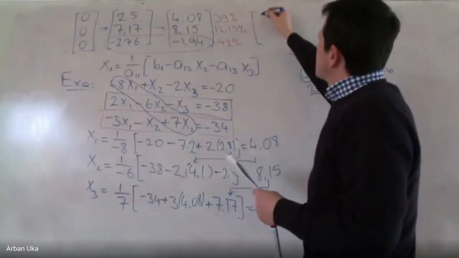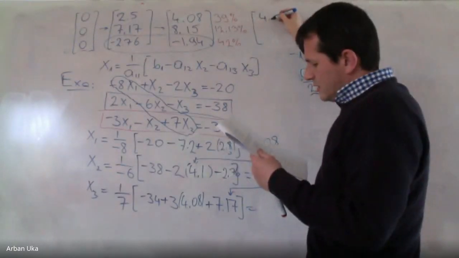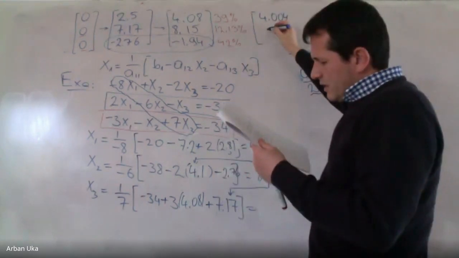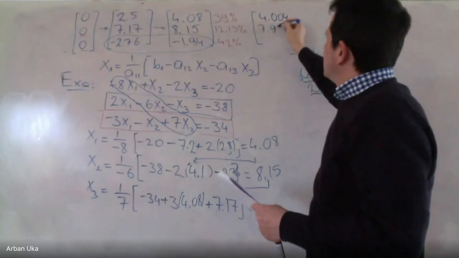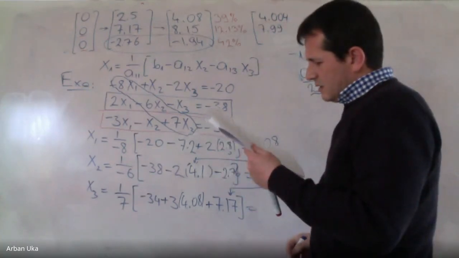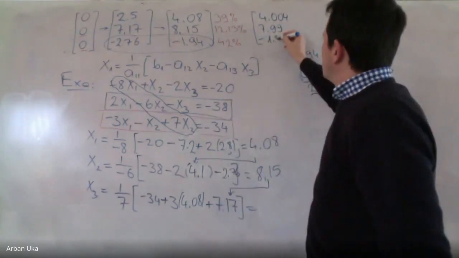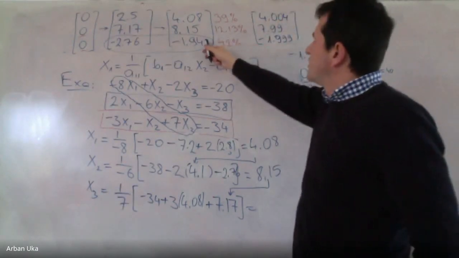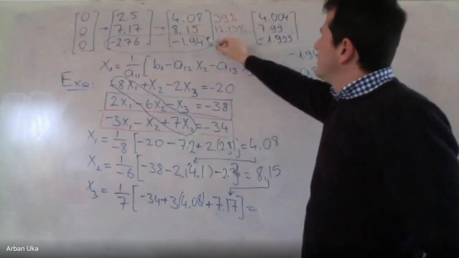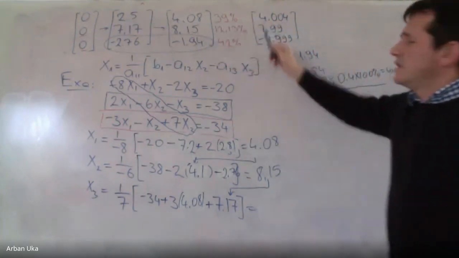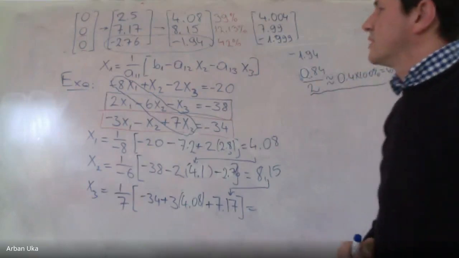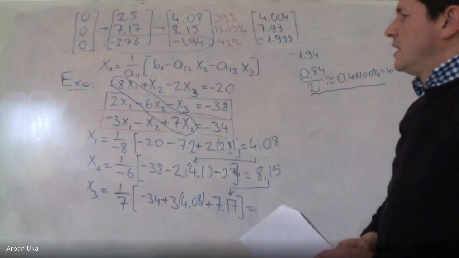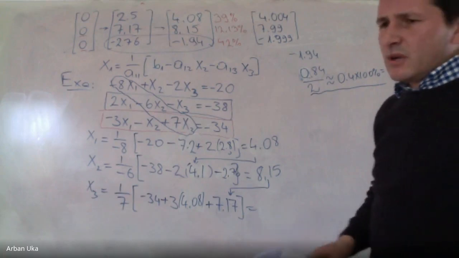So after the next one, we will get something like 4.004. The next one is 7.99 and minus 1.99. So the error from these values to these is something from 2 to 3%. So that's how much error will be in this iterative method. Now, this is how the Gauss-Seidel method works.